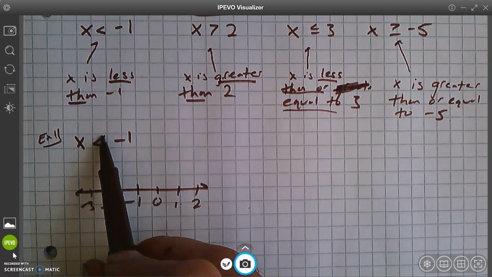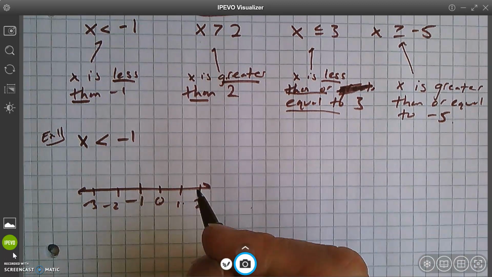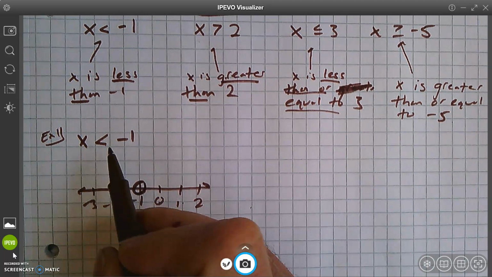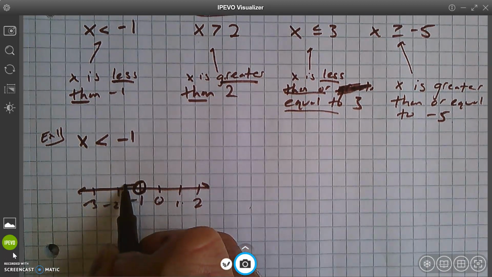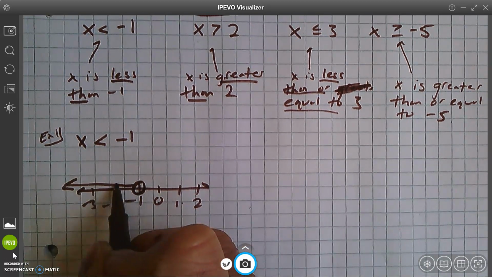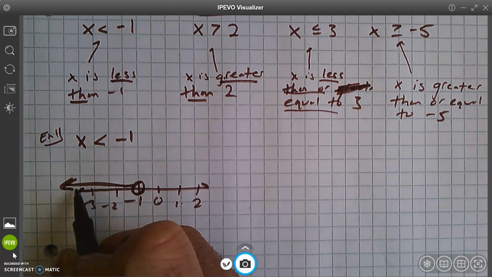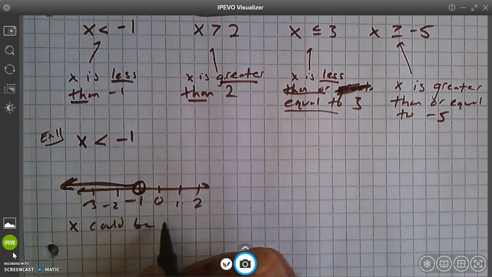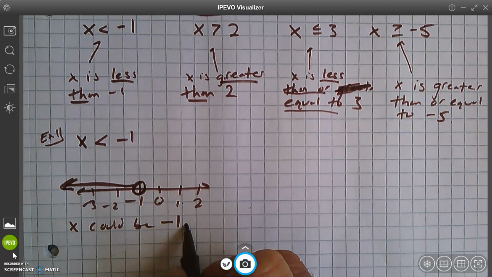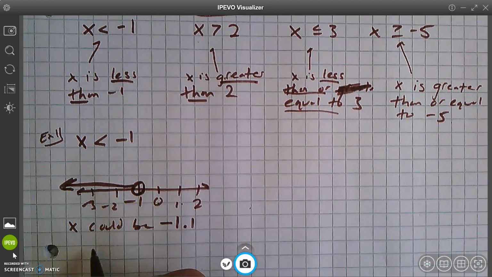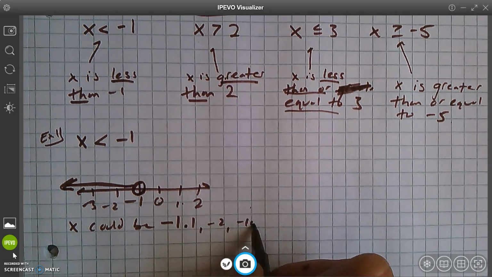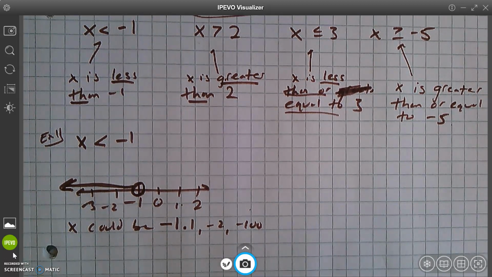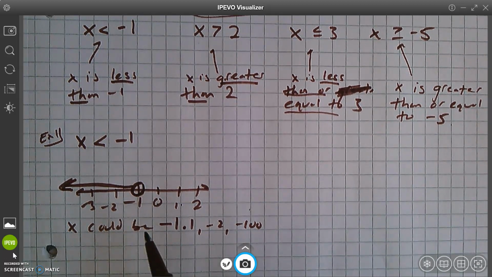Okay? So this is less than, because it's my left hand. So it's also an open circle because -1 is not a solution. It's just anything that is less than that. And so these are all the numbers that are less. Go to the left. So x could be -1.1. It could be -2, it could be -100. Anything that's less than -1 but not equal to it. And that open circle means not equal to it.